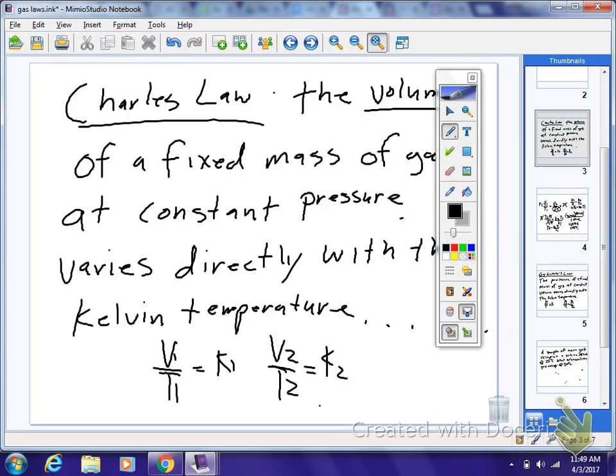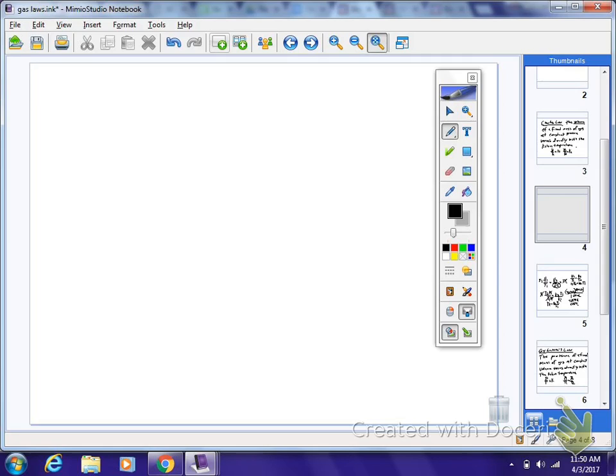So what we can do is set up a scenario with this container up here. I'm going to make up some of the numbers, but you can see what's happening along the way. We're going to take V1 over T1, and we can set it equal to V2 over T2 because the constants are the same. So this is Charles' law, and this is what you would do to solve for Charles' law.